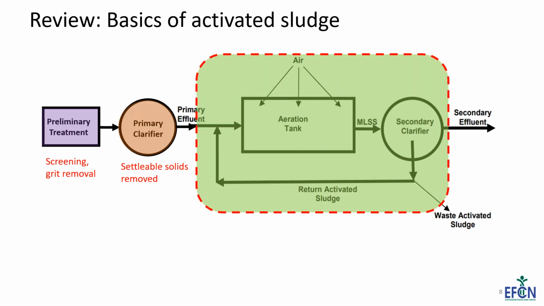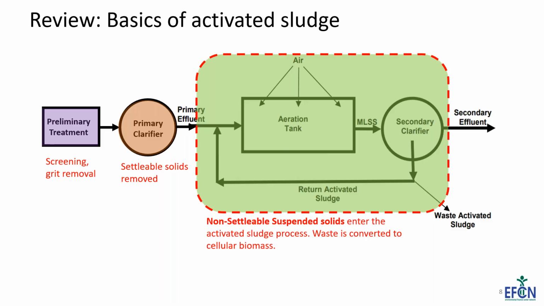And when we get to the aeration tank and the secondary clarifier, that's our secondary process, or our activated sludge process in the wastewater treatment train. And it's important to notice that what's entering from the primary clarifier effluent is those solids that would not settle by themselves without treatment. So it's non-settleable suspended solids, and there's also some dissolved solids. And so what happens in this process is waste in the form of BOD is converted to microorganisms. It's cellular biomass of organisms that consume the waste and grow and reproduce, and that's settled out as sludge.